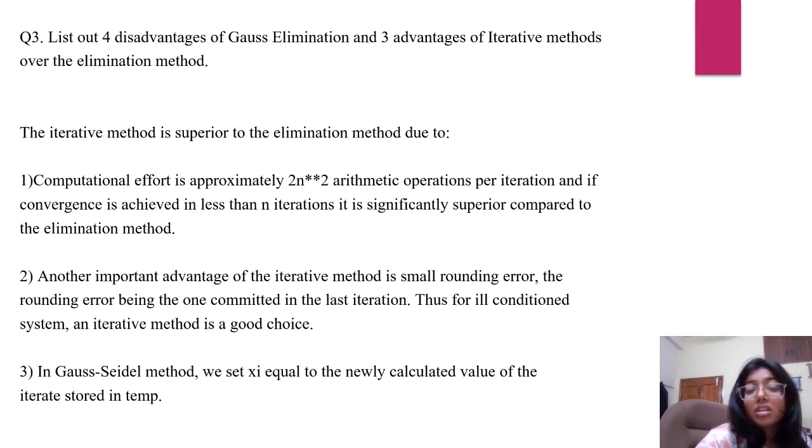Second, the iterative method has small rounding error, the rounding error being only that committed in the last iteration. Thus, for an ill-conditioned system, an iterative method is a wise choice. In the Gauss-Seidel method, we get xi equal to the newly calculated value of the iterate stored in temp.